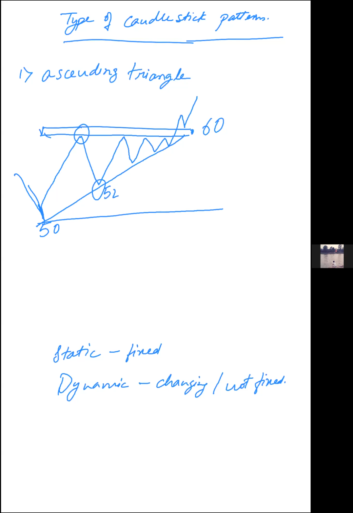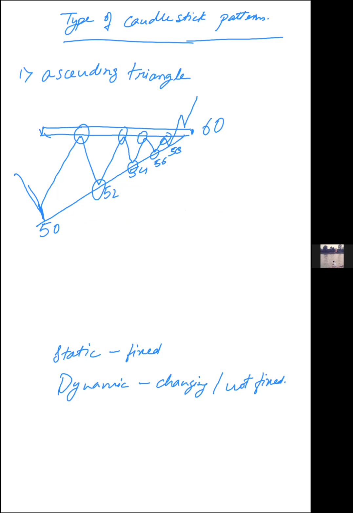Suppose this is 52. Again, the stock hits its resistance level and tries to come to its initial support level, but people bought on the dip. It is 54. Same happened, and same with 56 and 58, and an upside breakout. Why an upside breakout now?